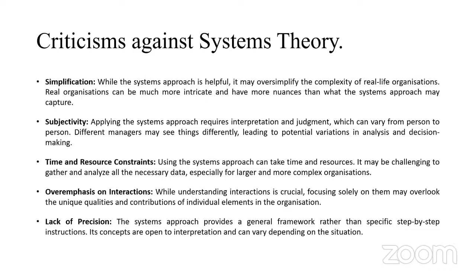The second one is subjectivity. Using the systems approach requires interpretation and judgment from individuals, and this can vary from person to person. Different managers see things differently, and this leads to possible variations in analysis and decision making. There might be no uniformity as such. Different people might come up with different analyses, different decisions, or different interpretations. That is one criticism against the systems theory.